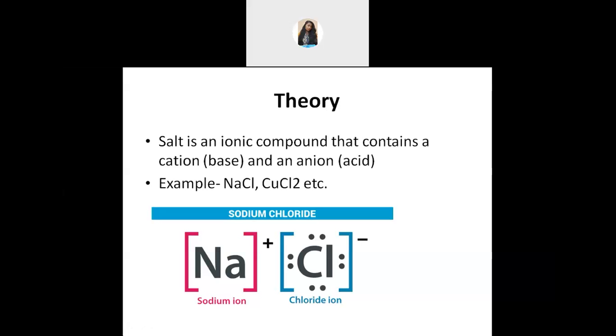So why I have given you that salt is an ionic compound that contains a cation as a basic part and an anion as an acidic part. Okay. So why have I given cation and anion? Do you know what is cation and what is anion?